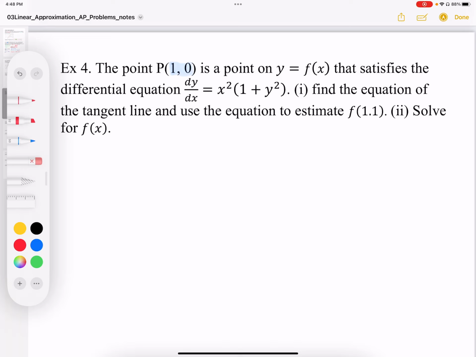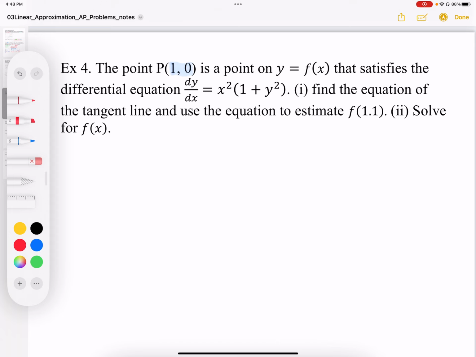Example 4. The point (1, 0) is a point on the equation y equals f of x that satisfies the differential equation dy/dx equals x squared times (1 plus y squared). Part 1 asks to find the equation of the tangent line and use the equation to estimate f of 1.1.